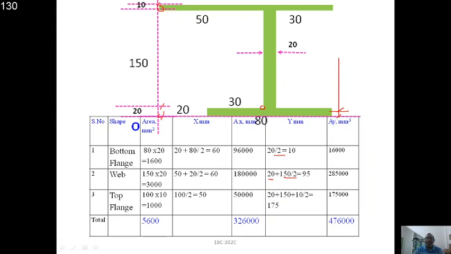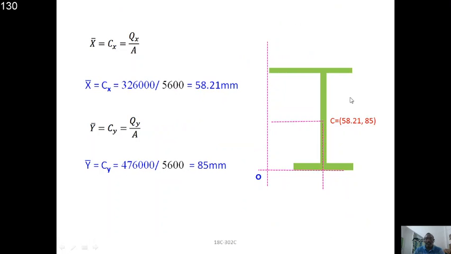Adding these values you will get y2, similarly y3. So calculate all these values and obtain the product of Ax and Ay, that is the first moment of area, and the total summation of the areas, to use in calculating the centroid.